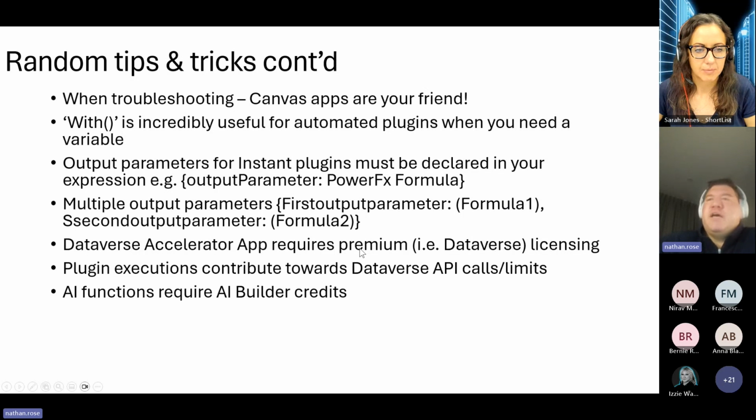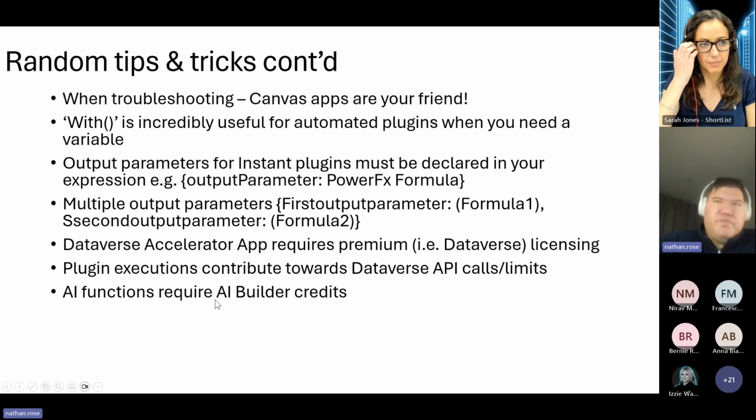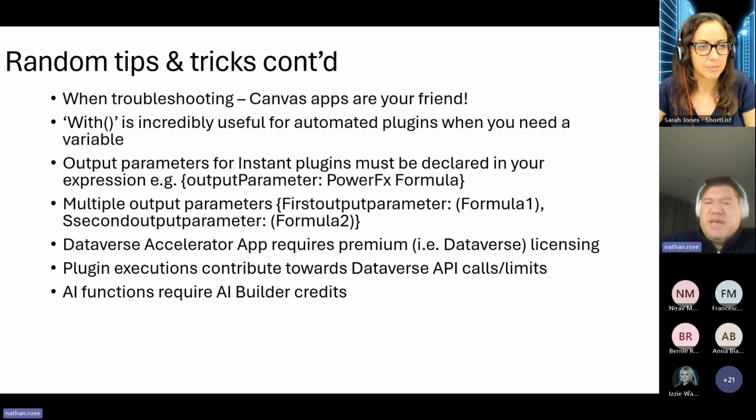You do need a premium license, i.e. Dataverse, to use the Dataverse Accelerator app. Your plugin executions do contribute towards those service protection limits in Dataverse. But what's interesting is that they call IOrganizationService, they don't call the web API, so they don't consume web API calls. And as we just saw, the AI functions require AI Builder credits, so do be cognizant of that. They're really powerful functions, but there is that kind of licensing snag.